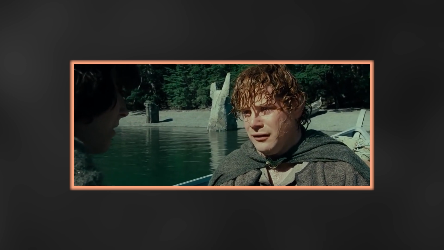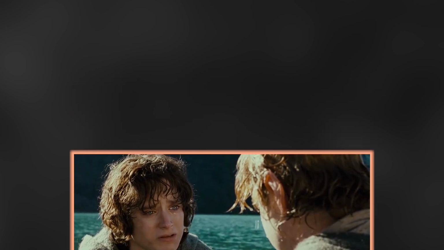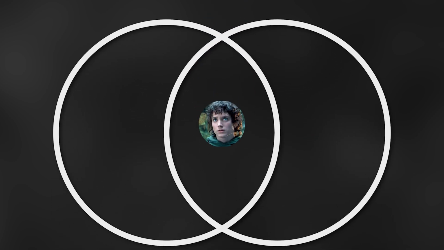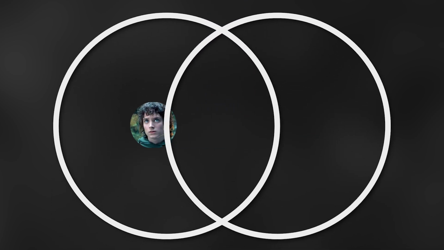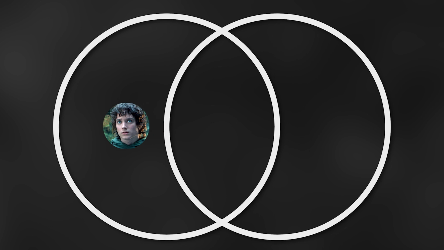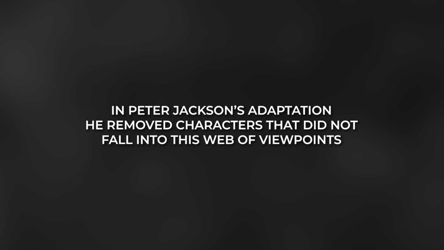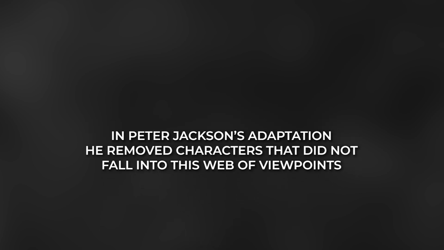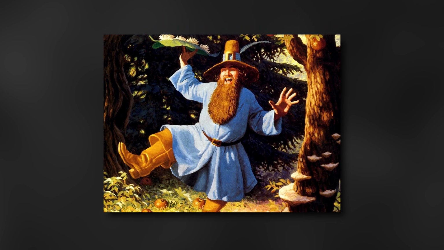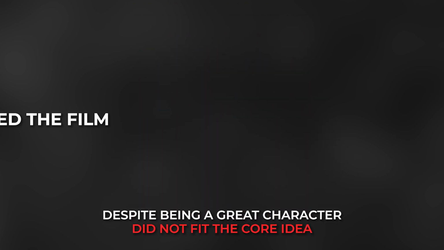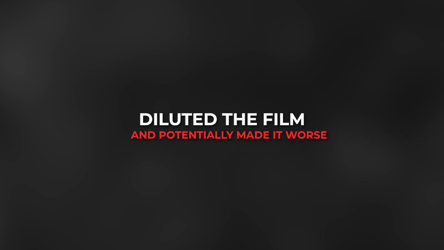The act of saving Sam and bringing him along with him shifts Frodo into viewpoint 1 of the thematic argument by the end of the first film. In Jackson's adaptation, he removed characters that did not fall into this web of viewpoints. Tom Bombadil is a prime example. Tom, despite being a great character that would be beloved on the screen, did not fit the core idea, and therefore he would have diluted the film and potentially made it worse.